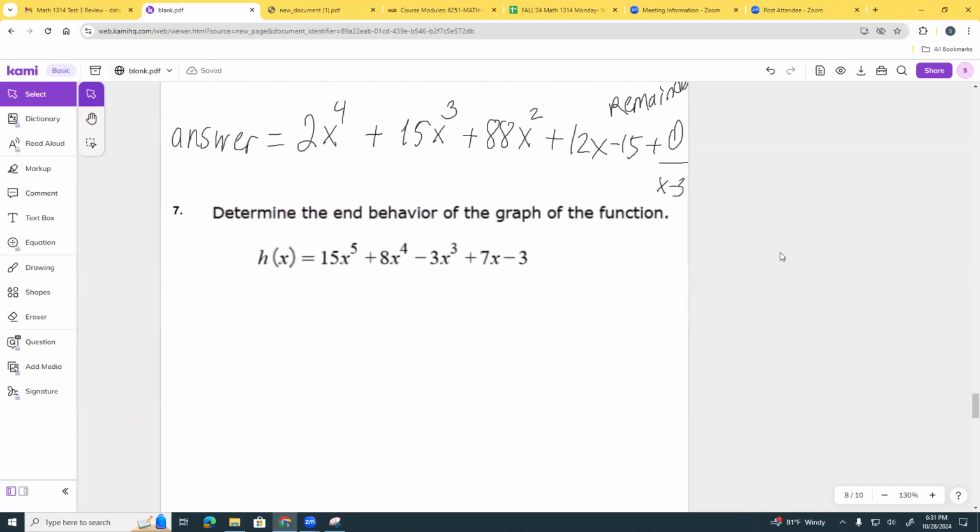Okay, I'm going to read the question and I want you to think about this before I show you the answer. Determine the end behavior of the graph of this function. The function is 15x to the fifth plus 8x to the fourth minus 3x cubed plus 7x minus 3.